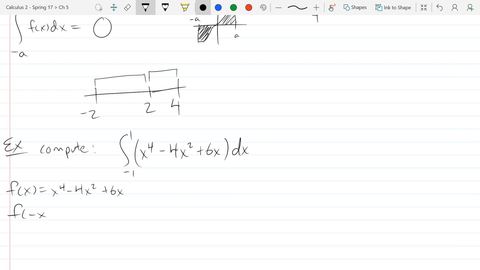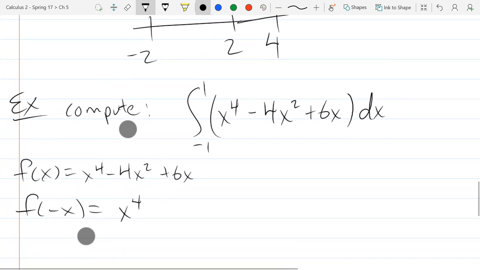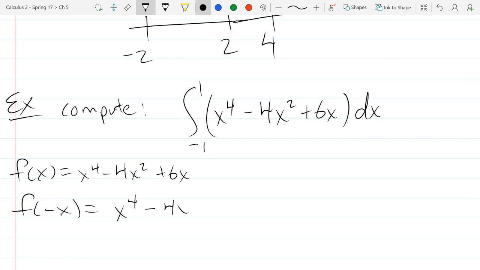One way to find out for sure, we test it, plug in negative x. So negative x to the fourth is regular x to the fourth. Negative x squared is regular x squared. What about 6x when I plug in a negative x? That will flip to be negative 6x when I plug in negative x. So because of that last term, it's not even. So that's why I made that negative sign extra bold.